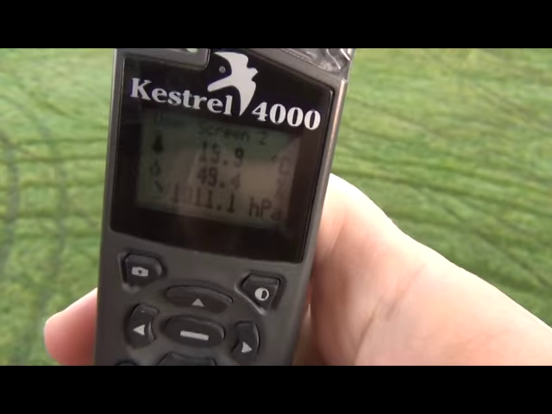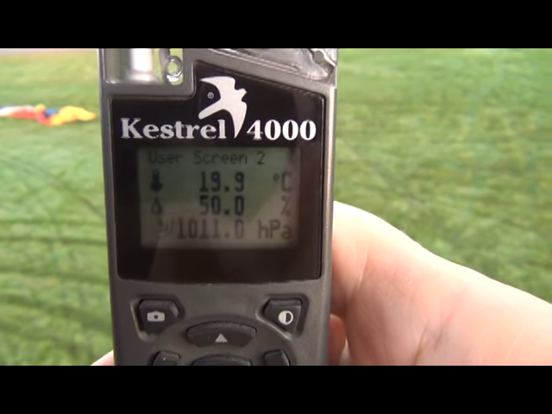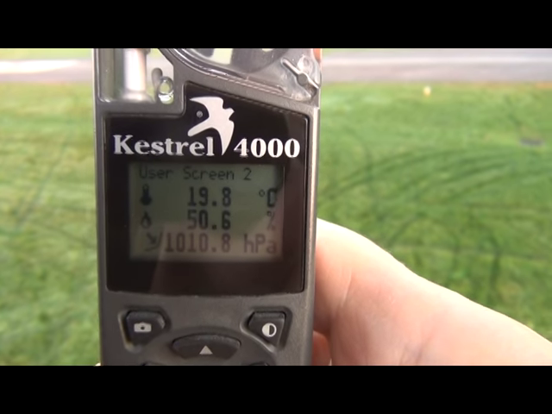Believe it or not, we are now off the ground. Look at this, we're floating. Here on the ground, the atmospheric pressure is 101.1 kilopascals. Let's see what happens to the pressure as we go a little bit higher up.